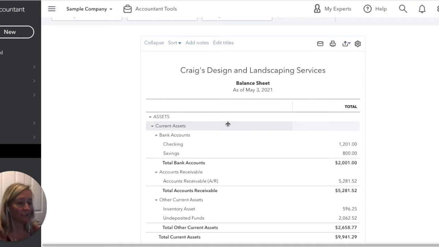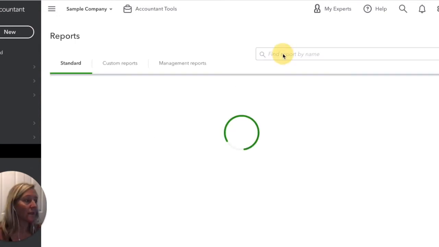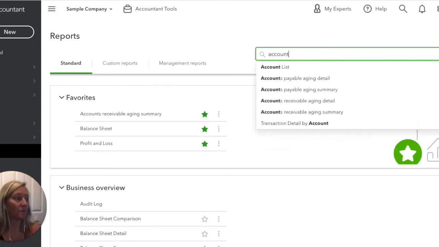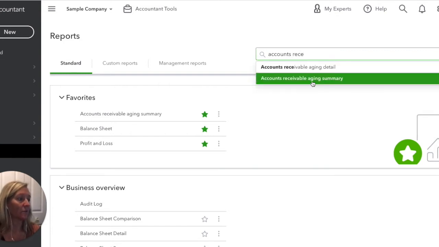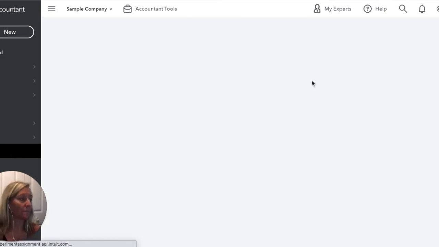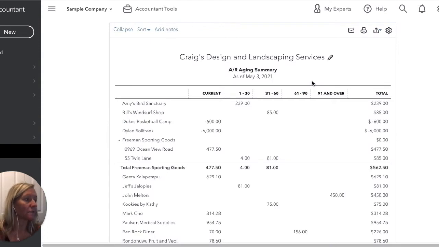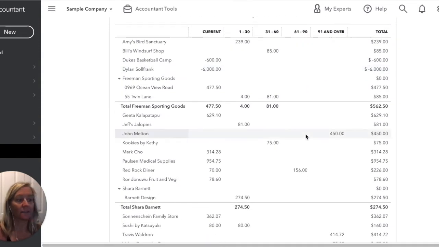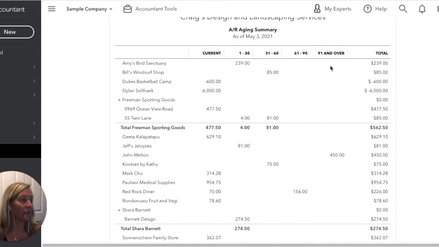So we're going to drill into the details of this accounts receivable number by running an accounts receivable aging summary report. If you're using QuickBooks Online, you can find that report under Reports. And then if you just search here, accounts receivable, you're looking for the aging summary at this time. Once we have that up, we can see the details of who owes us money and how far past due those amounts are.